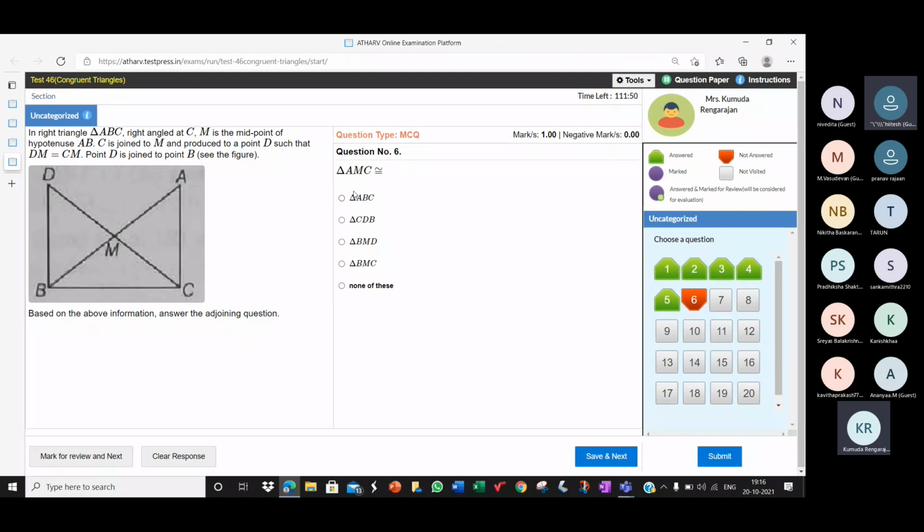Now we need to answer this question. Triangle AMC is congruent to triangle BMD.